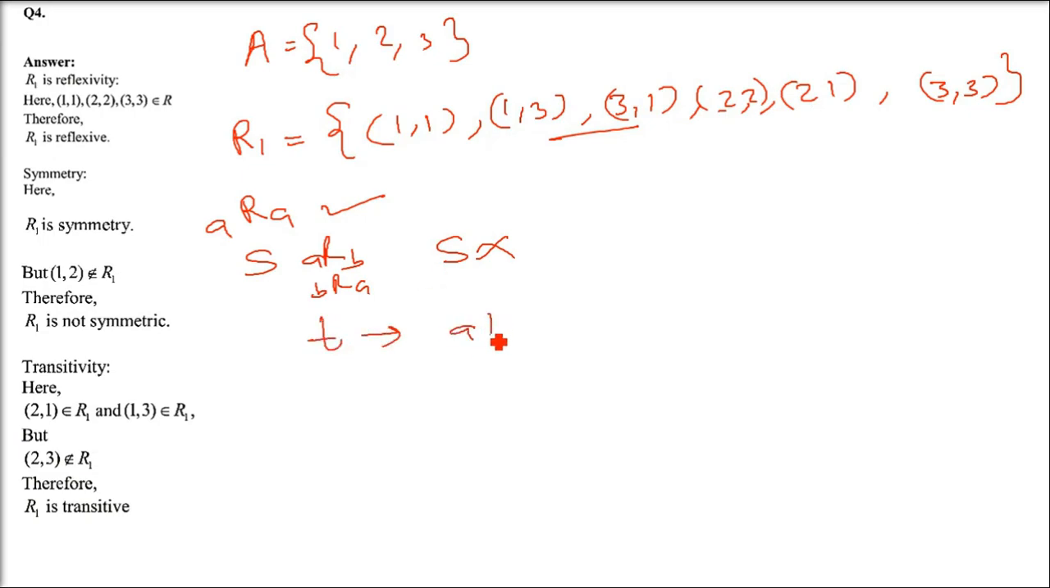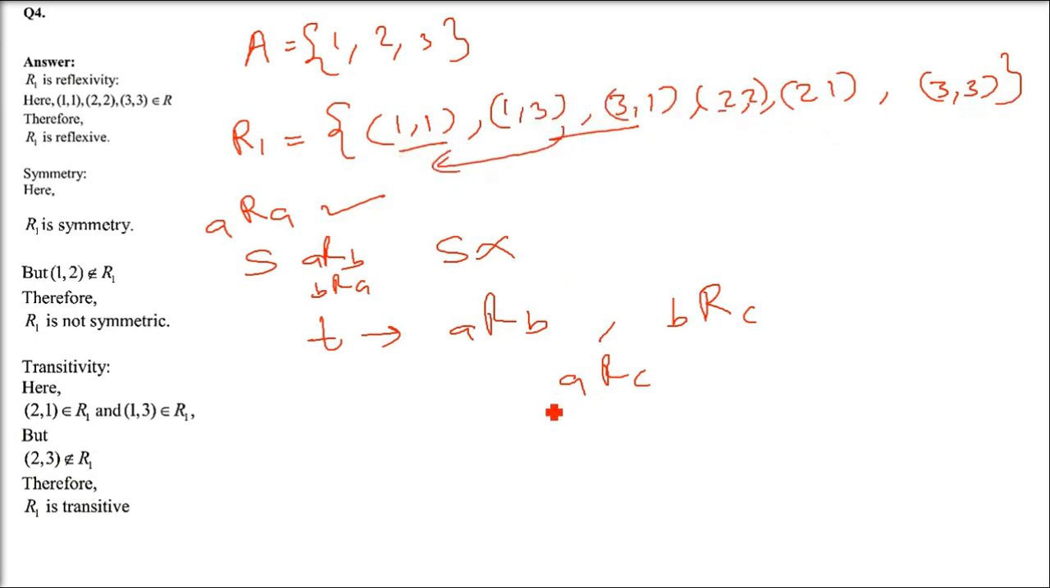Now coming to transitivity. A is related to B, B is related to C, so A should be related to C. So we have (1, 3), (3, 1), so (1, 1) is there. (1, 3), (3, 3), so (1, 3) is there. Okay. Then (2, 2), (2, 1), so (2, 1) should be there.